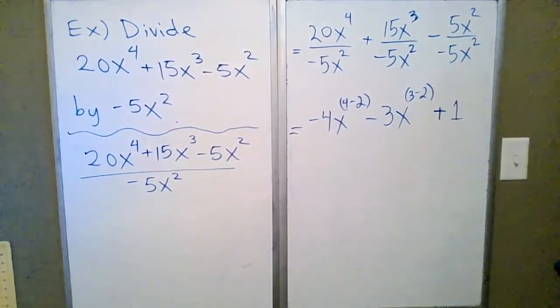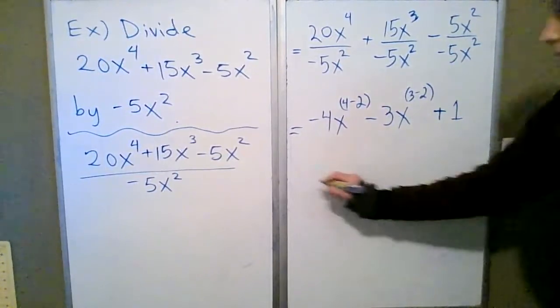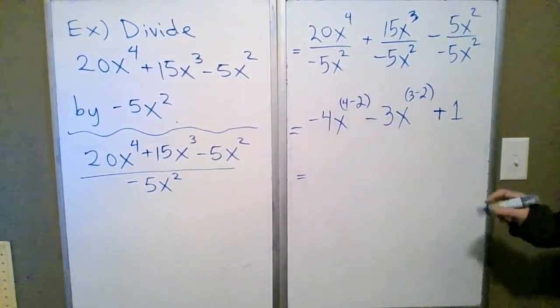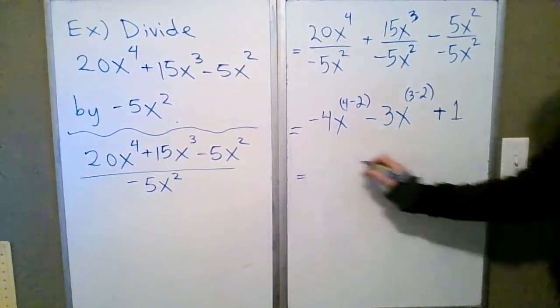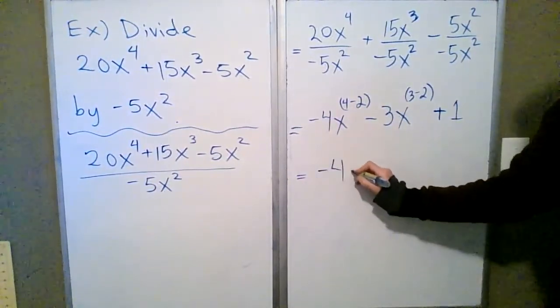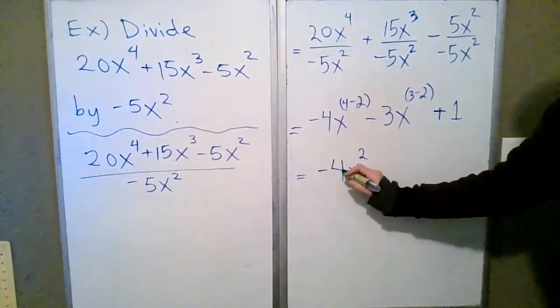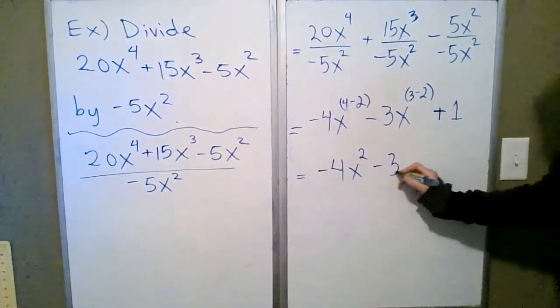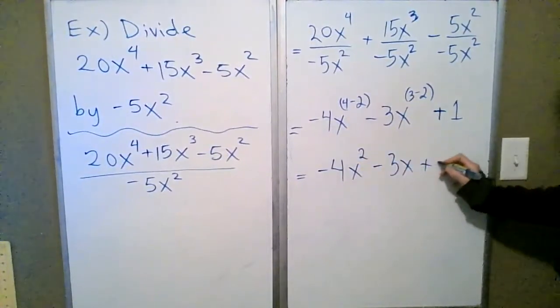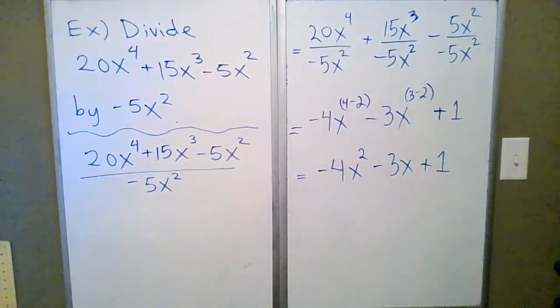Cool. It's negative 4x squared minus 3x plus 1. One more, and then we're going to start chapter 6.